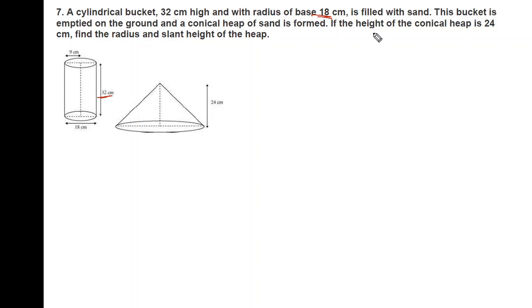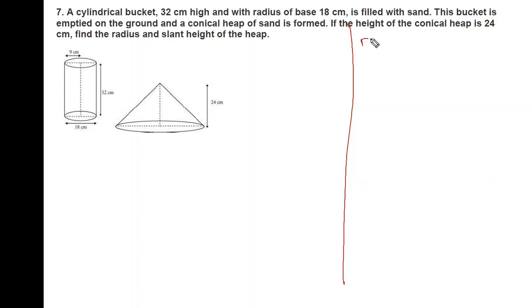If the height of the conical heap is 24 cm, so you can see this is the height, 24 cm. Find the radius and slant height. So you have to find the radius and slant height of this conical shaped heap. So let's start. Here what are given?